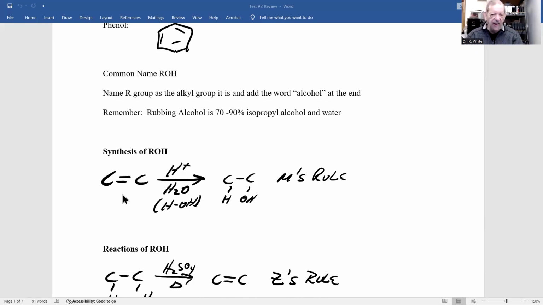All right, how do you make an alcohol? Well, this is the only reaction that will be on two separate tests, other than the final, which is cumulative. And that's if you take a double bond, add acid, H plus means acid, and water. Think of water as H and OH. You break the pi bond, one carbon gets the hydrogen, the other gets the hydroxyl group, and it follows Markovnikov's rule. The carbon with the most hydrogens gets the hydrogen, the other carbon in the double bond gets the hydroxyl group.